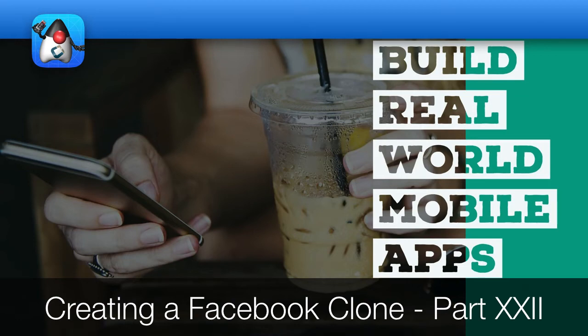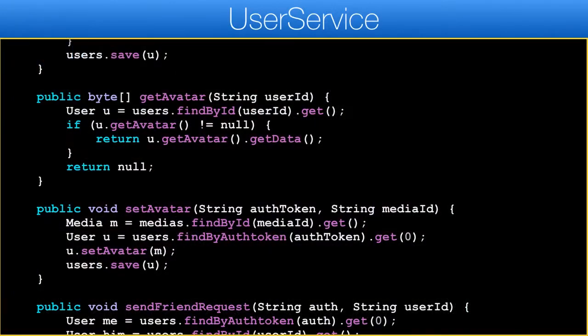User service is a big class and it makes sense to cover it in two parts. Next on the agenda is getAvatar. It returns the avatar picture of the user as a byte array.